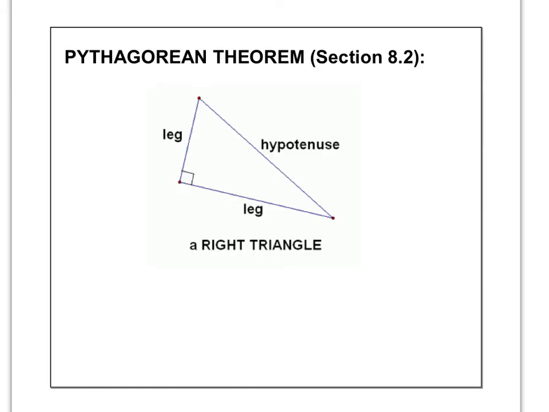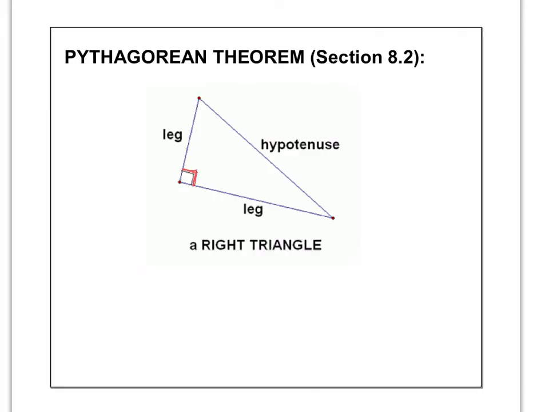And the third and last thing we'll talk about today is the Pythagorean theorem. The Pythagorean theorem is used to find a side of a right triangle. It only works for right triangles. And remember, right triangles have to have the 90-degree corner.